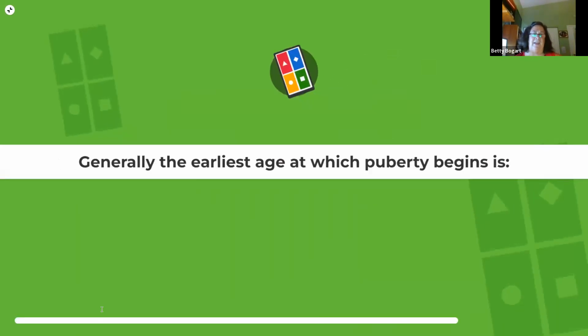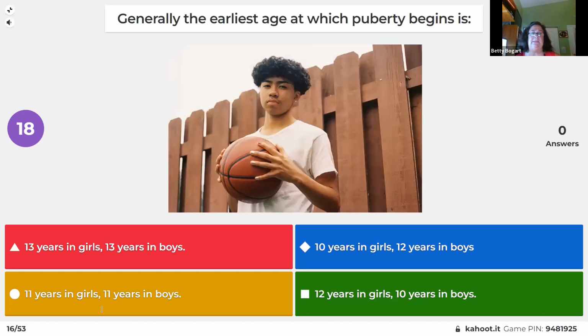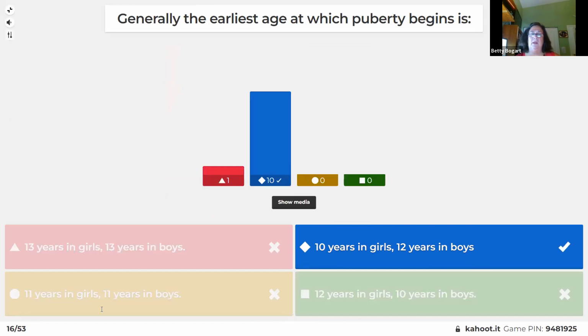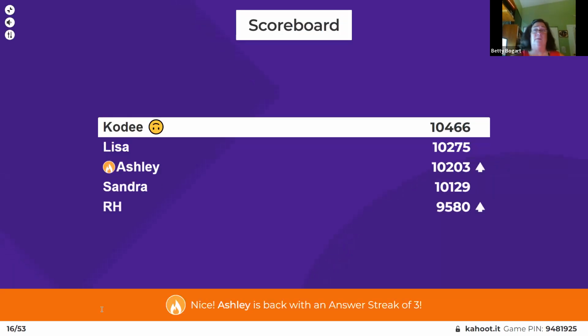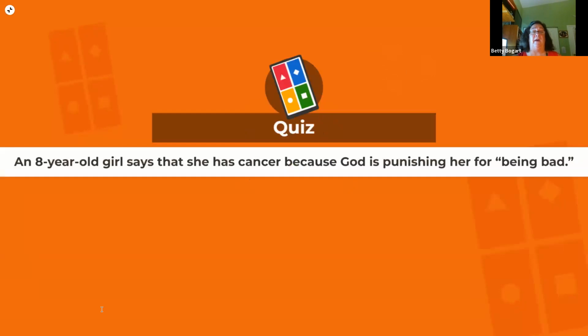Generally, the earliest age at which puberty begins is 10 in girls, 12 in boys. It's 2 years apart. Very good. And Cody's still up top, but Ashley is on fire.